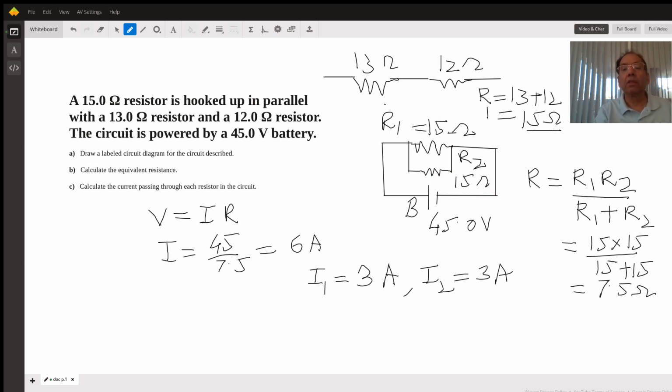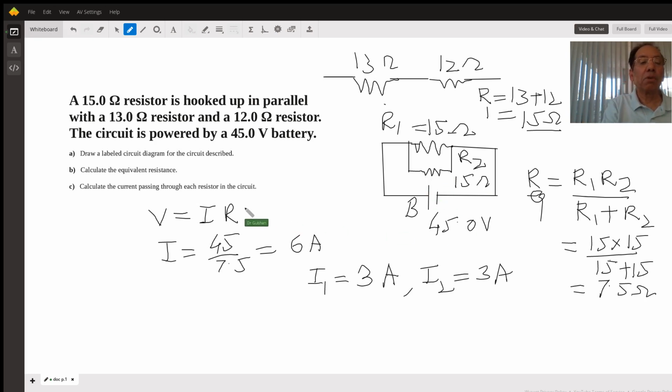Calculate the equivalent resistance. So there are two resistances, R1 and R2, in parallel. The formula for parallel resistances is R equals R1 R2 divided by R1 plus R2. If I plug in the values, R1 is 12 and 13 combined, multiplied by 15, divided by R1 plus 15, and the equivalent resistance of the circuit works out to be 7.5 ohms. So there is a 7.5 ohm resistance connected across a battery of 45 volts.